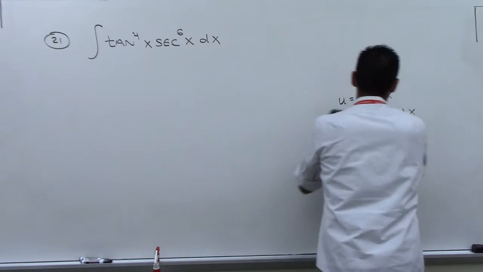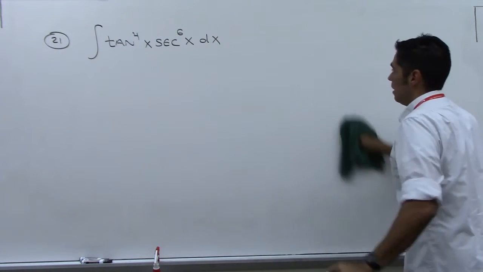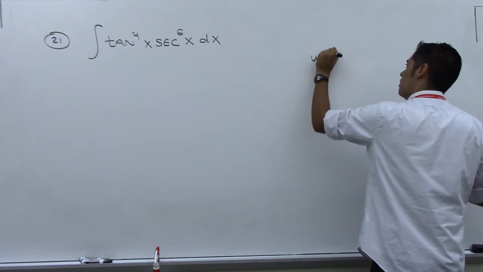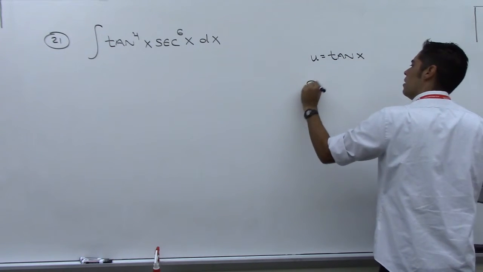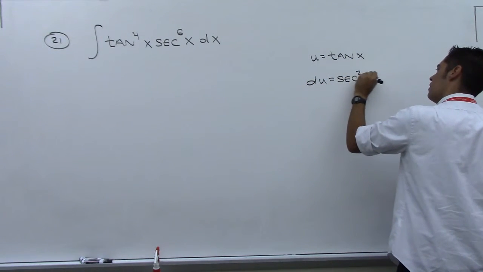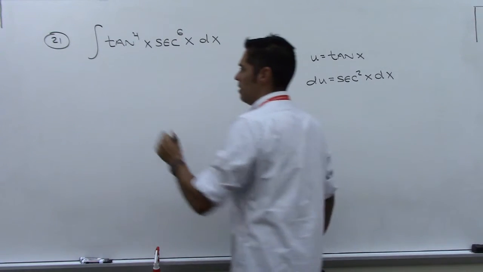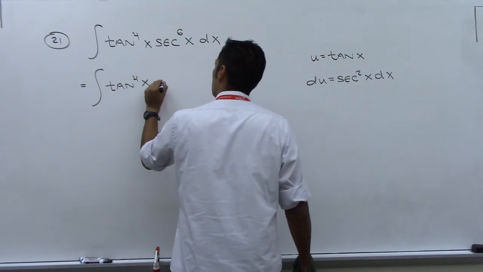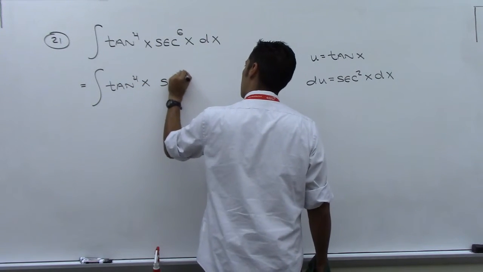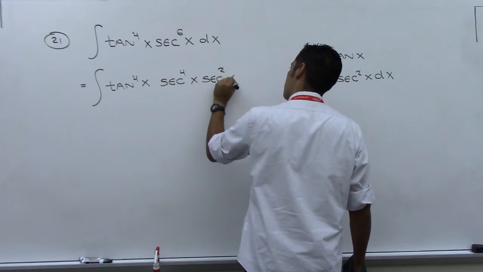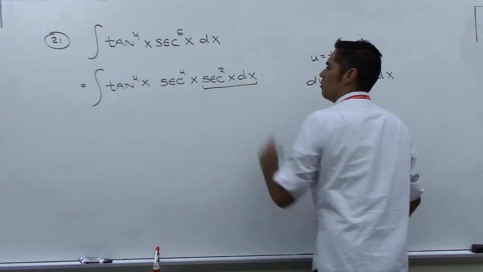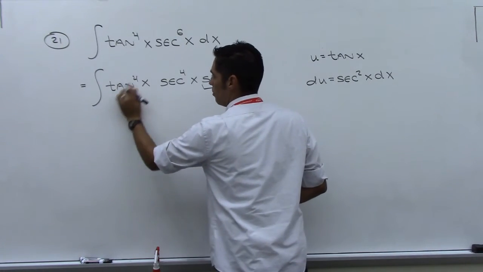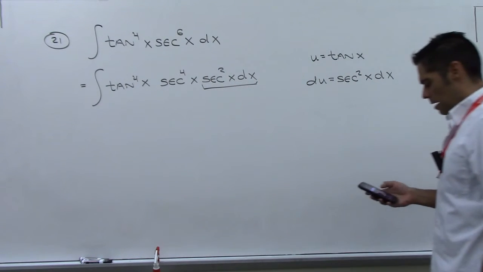So you have tangents and secants appearing together. Your secant is to an even power, and because of that, you're going to peel off a secant squared. u will be equal to tangent x, du will be equal to secant squared x dx. Let me try this. Integral of tangent to the fourth x. I'm peeling off a secant squared x, which leaves me with a secant to the fourth x. That's du right there. My tangent can be replaced with u, so that's u to the fourth. So what about secant to the fourth? I've got to figure out what that is.